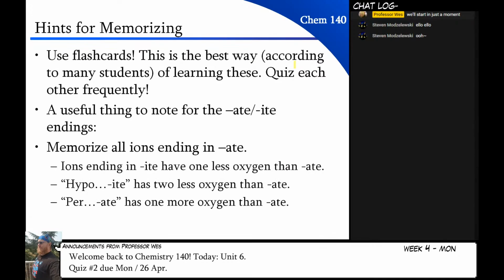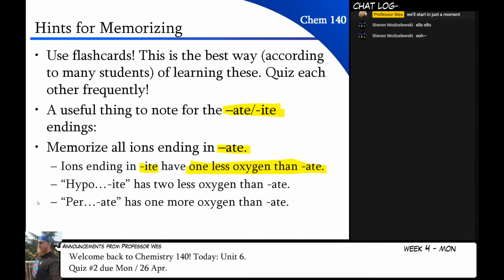There are some tricks to memorizing them. There is a relationship between ite and ate. And that is, if you know everything that has ate in it, you just commit it to memory. So sulfate is SO4 2-. Just remember that. Nitrate is NO3-. Just remember that. Then anything that has ite has 1 fewer oxygen than the ate form.